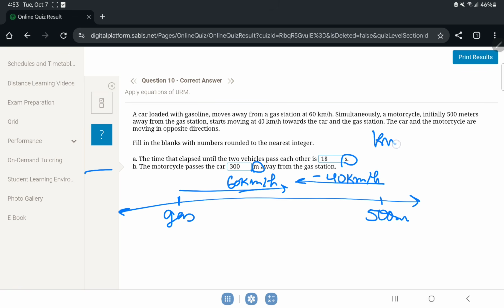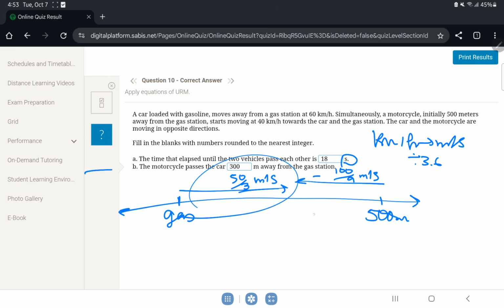How to go from kilometers per hour into meters per second? We divide by 3.6. So on the calculator, divide 60 by 3.6. 60 divided by 3.6, and you will get 50 over 3. And for 40, divide by 3.6, and you will get 100 over 9 meters per second.